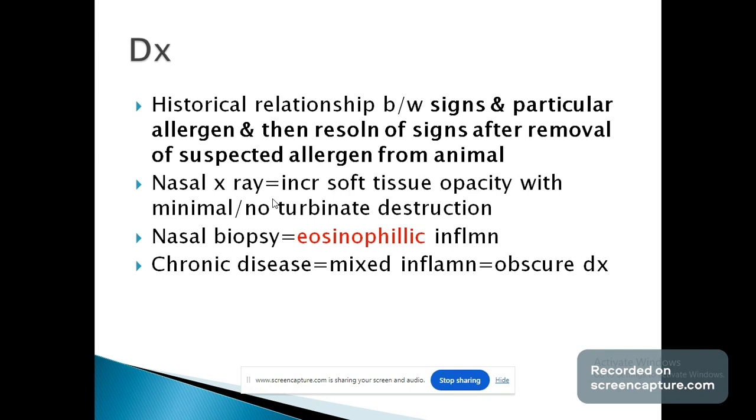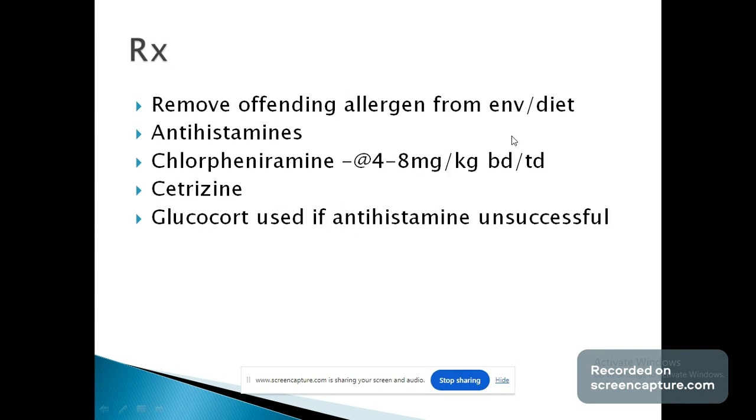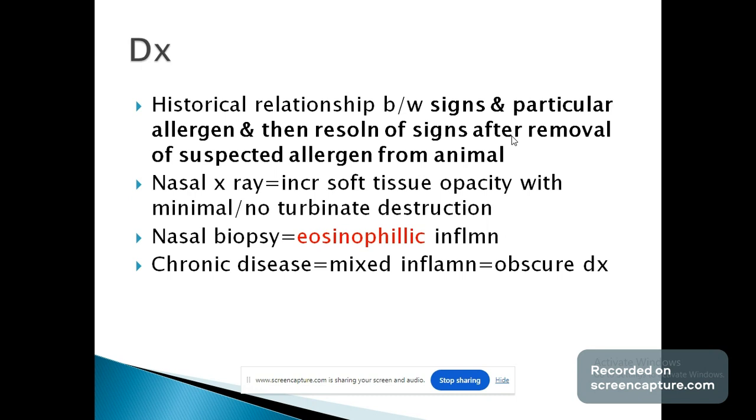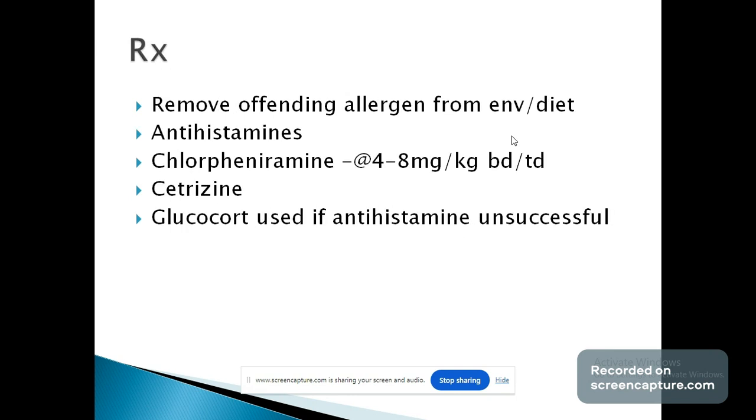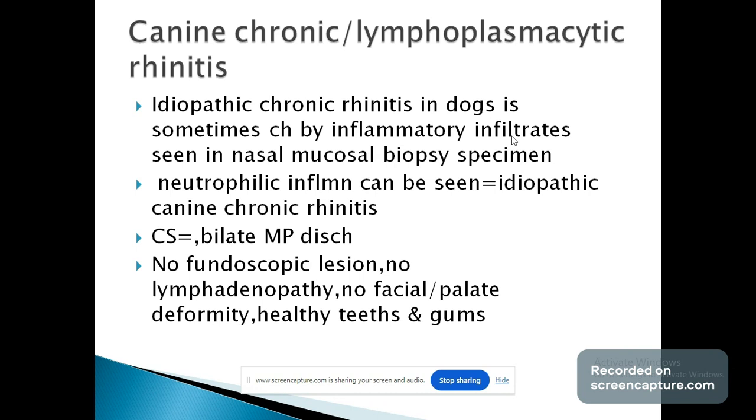Biopsy: if you take a nasal biopsy in case of allergic rhinitis, you would see eosinophilic inflammation. In chronic allergic rhinitis you will find mixed inflammation, that obscures your diagnosis. On nasal X-ray, you would find increased soft tissue opacity with minimal or no turbinate destruction. Treatment: remove the offending allergen, use antihistamines, chlorpheniramine, cetirizine. You can use glucocorticoids. Then next is canine lymphoplasmacytic rhinitis.